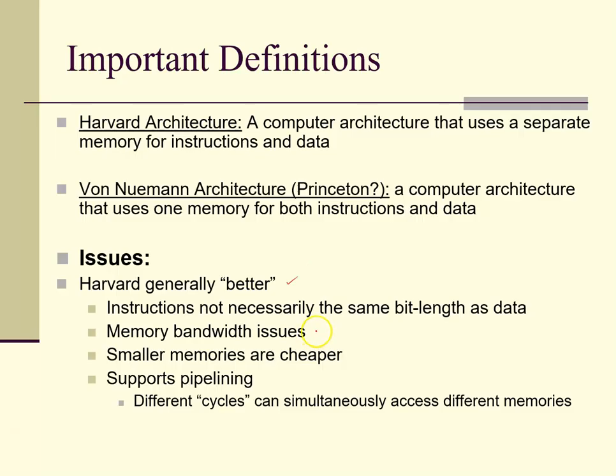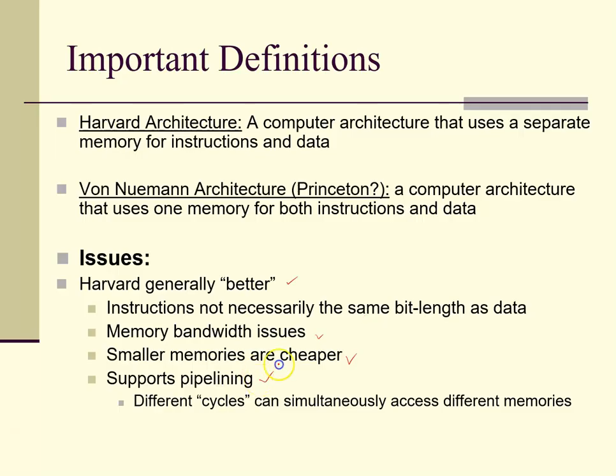So there are memory bandwidth issues. If we have two memories on this thing, there's less opportunity for two devices needing the same memory at the same time. Additionally, smaller memories are generally cheaper than one big memory. In this case, I'm going to use a big memory for both data and instructions.